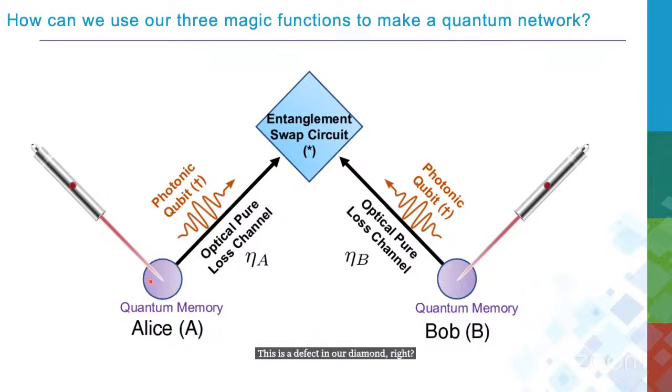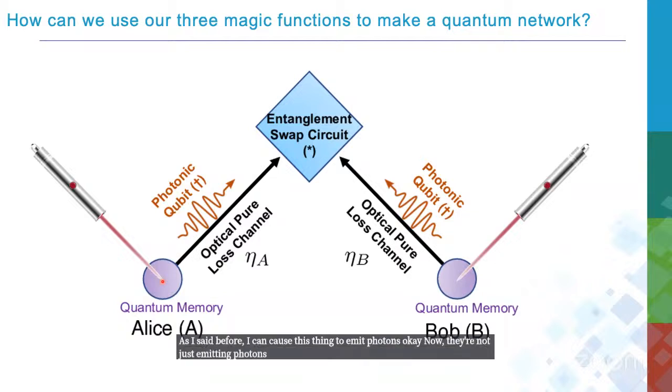Silicon defect or a tin defect, okay? And this is another one, okay? If I shine laser light on this tin defect over here, as I said before, I can cause this thing to emit photons. Now, they're not just emitting photons that go off into the world and have no connection to the atom that produced them.